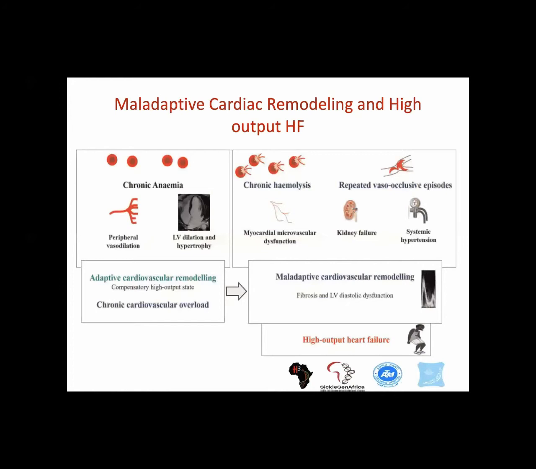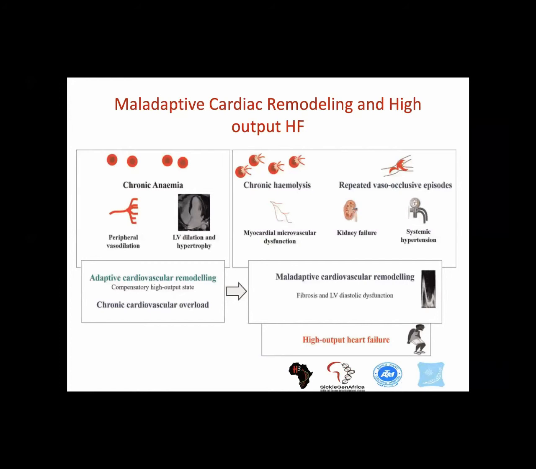Now, switching gear to left heart problems, in these patients, I mentioned they have maladaptive cardiac remodeling. And this is basically a result of either chronic anemia or chronic hemolysis. And chronic anemia, we know, leads to peripheral vasodilatation. And when that happens, it decreases vascular resistance, and then the blood pressure in the system goes down. And this activates the renin-angiotensin-aldosterone system in the kidney and leads to sodium and water retention. And this leads to increased volume, that is preload. The amount of blood coming back to the heart increases, and that dilates the heart.